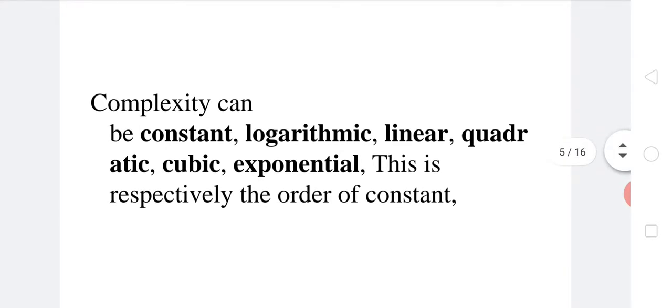Now we will see the next point. Complexity can be in terms of constant, logarithmic, linear, quadratic, cubic, exponential. These are respectively the order of the number of steps executed to solve a given problem. For simplicity, sometimes instead of algorithm complexity, or just complexity, we use the term running time. Complexity means running time.